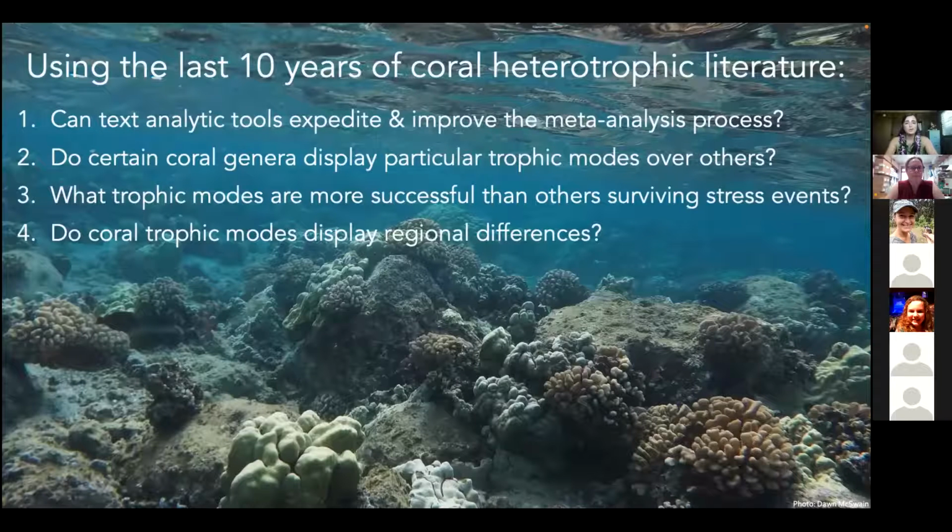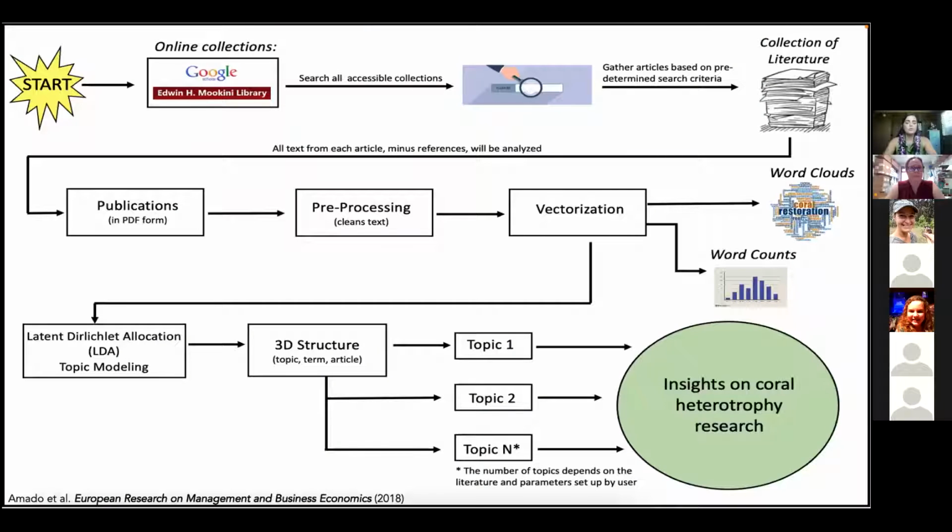The way I approached this study was twofold. First, I wanted to apply topic modeling tools to my data set and see how that compared if I conducted a traditional meta-analysis, meaning I read through and analyzed all of those publications myself. I'll walk you through the text analytics methods in this flowchart that I adapted from Amato et al.